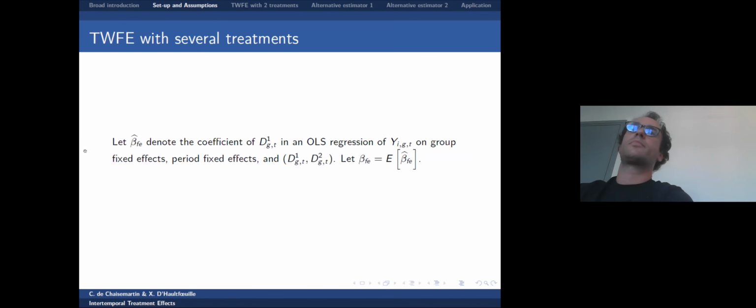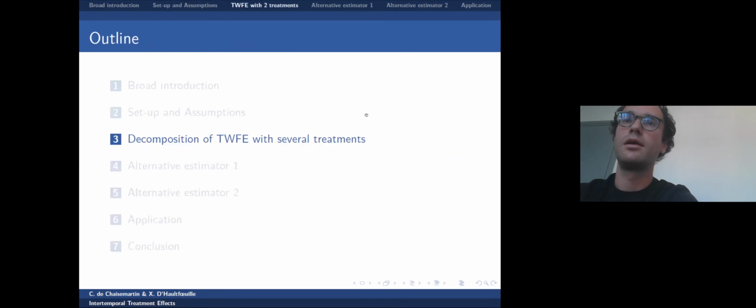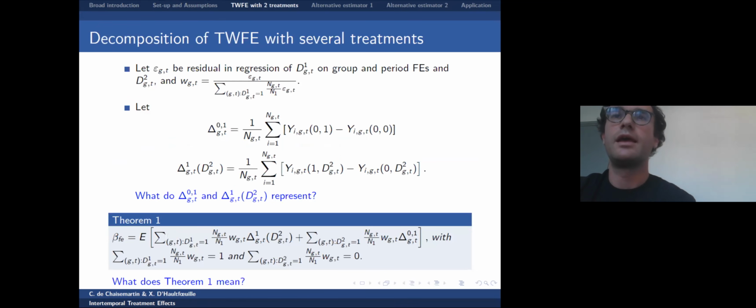Okay, so now I'm going to define by beta_fe the coefficient of the first treatment in a two-way fixed effects regression with both D1 and D2, the two treatment variables. And beta_fe, our estimate of interest, is going to be the expectation of that coefficient. Our first result is going to be a decomposition of two-way fixed effects regressions with several treatments.